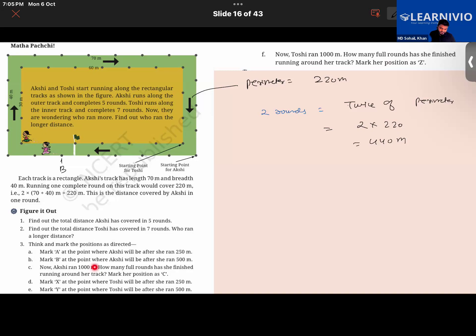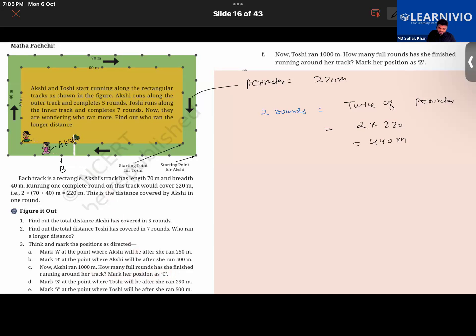Similarly, some other questions have been asked here. Akshi ran 1000 meter. How many full rounds has she finished running around her track? Mark her position as C. This is Akshi, by the way. To avoid confusion, let me write it here. That's Akshi. Now let's say she has run 1000 meter.